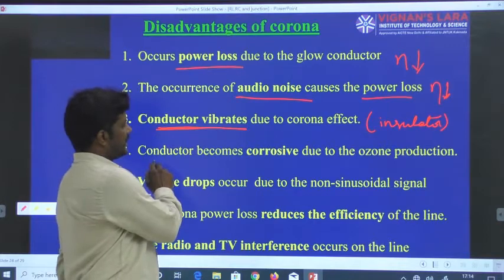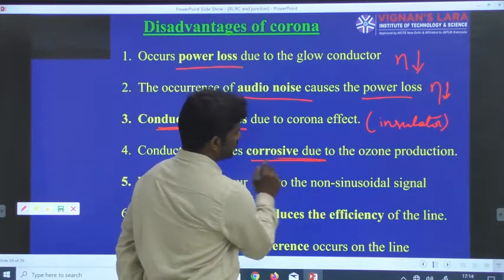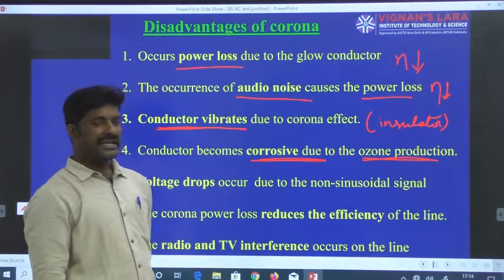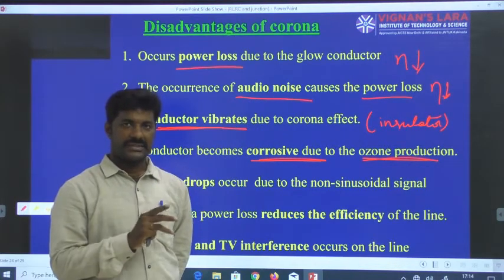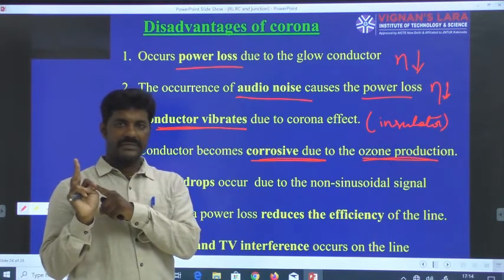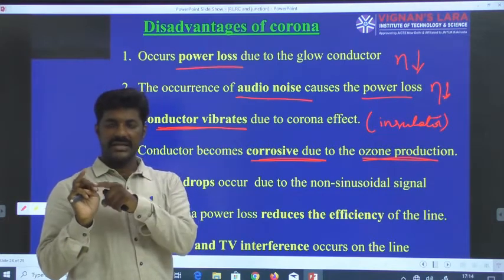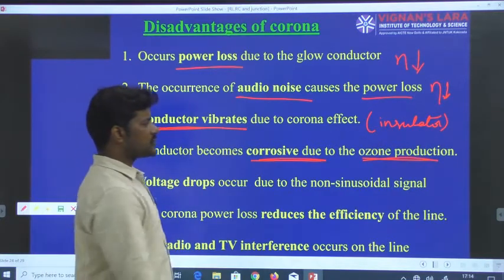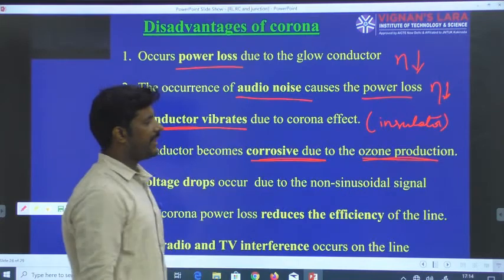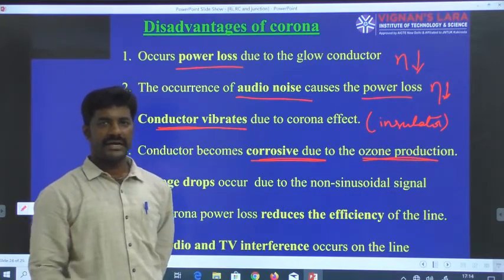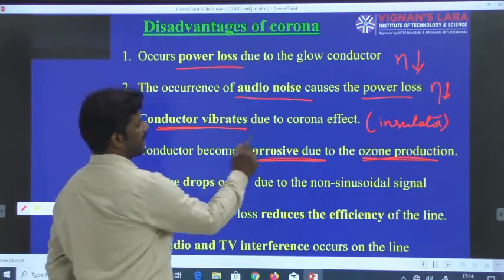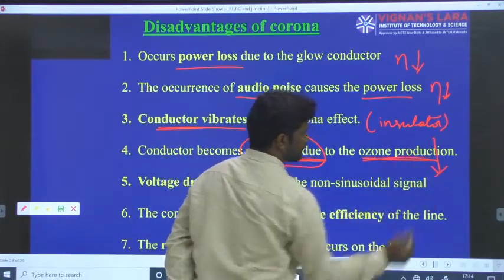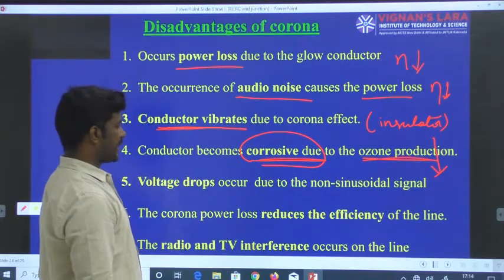And the fourth one, the conductor becomes corrosive due to the ozone gas production. As we told, the corona phenomenon is observed with three features: luminous glow intensity observation, a hissing noise, followed by production of ozone gas. Whenever this ozone gas is produced, it forms a chemical reaction with the conducting material, so that corrosion occurs on the conductor, which decreases its lifespan. Decreases the lifespan of the conductor.